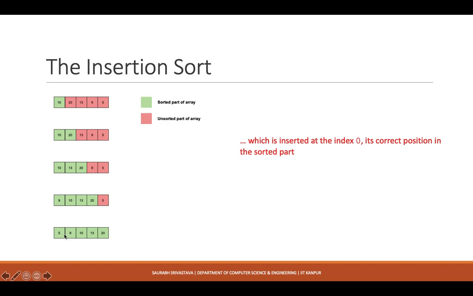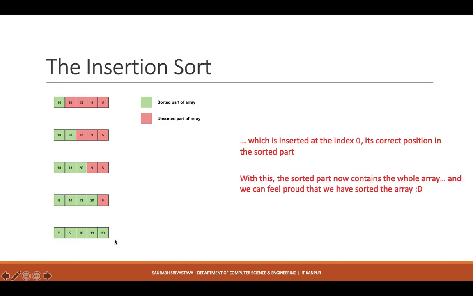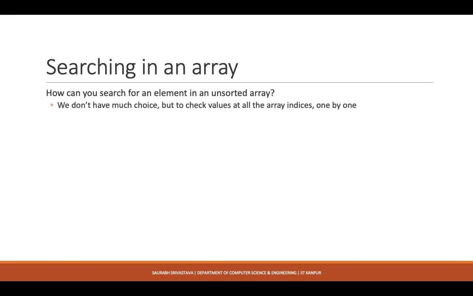Again, this also involves shifting of all the elements like this. So now, at this point of time, the size of the unsorted part of the array has become 0, and we can declare that the array is sorted. So what you just saw is an example of insertion sort.